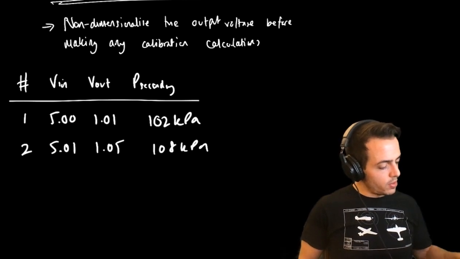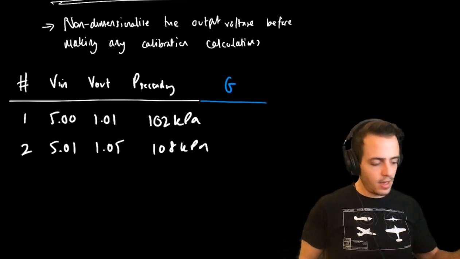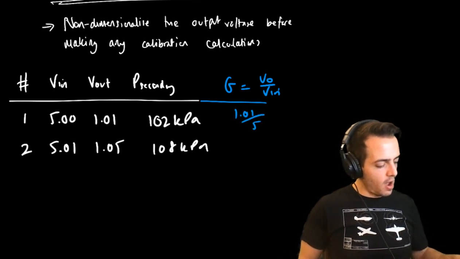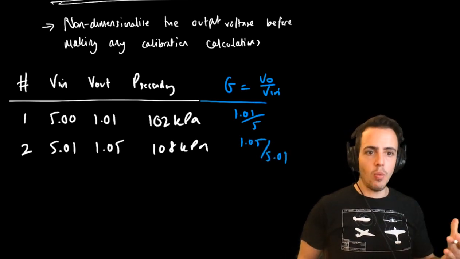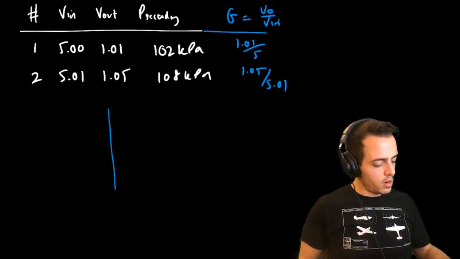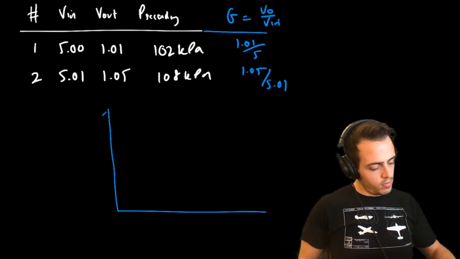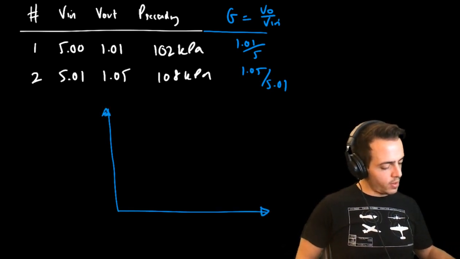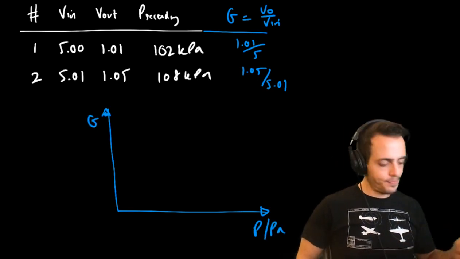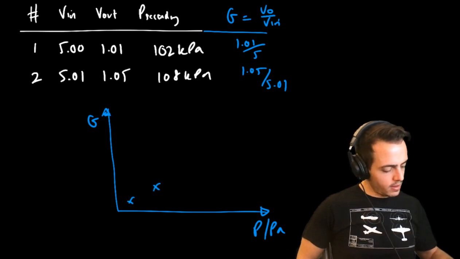So these are the values that I'm recording during an experiment. I'd want to look at something else. I'd say my gain, which is equal to V out divided by V in in this case, would be 1.01 divided by 5. And this one over here would be 1.05 divided by 5.01. We continue this for the experiment, and for our calibration curve, rather than plotting voltage on the vertical axis, we'd plot pressure divided by pascals against our gain here.